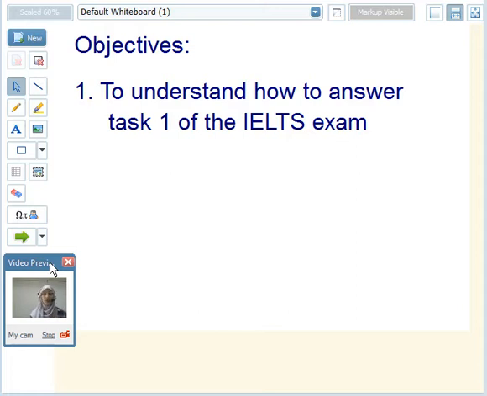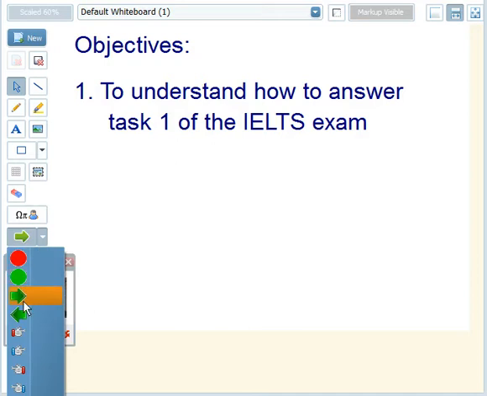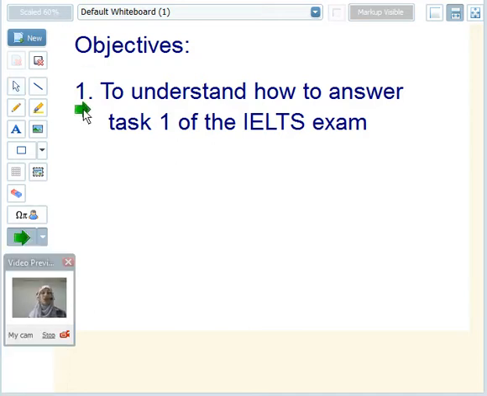You only have 20 minutes for this task and you only have to write 150 words. But those 150 words, you should try and make them count. So that's what we're going to have a look at doing today. So your objectives are to understand how to answer task 1 of the IELTS exam.